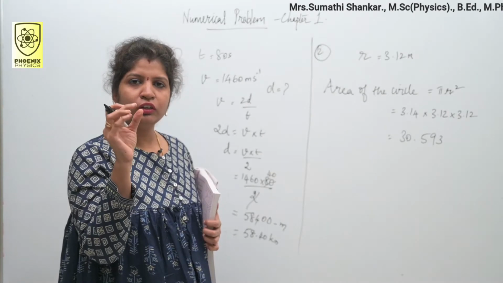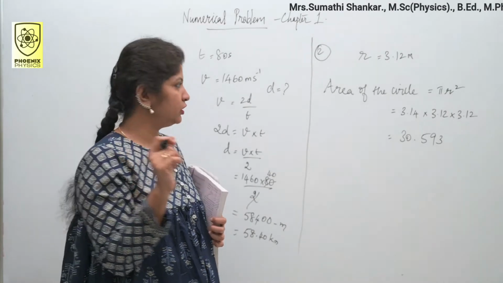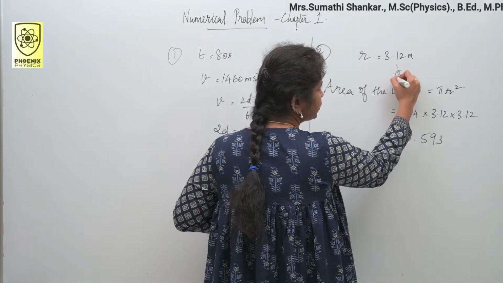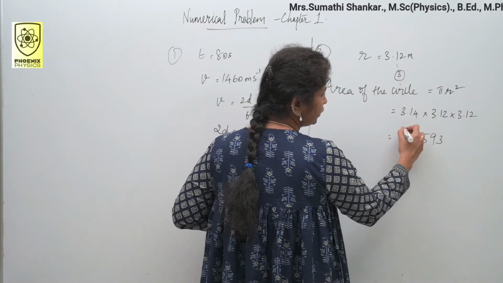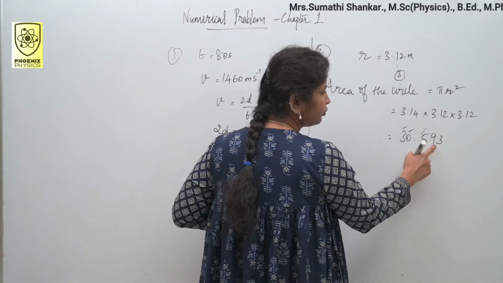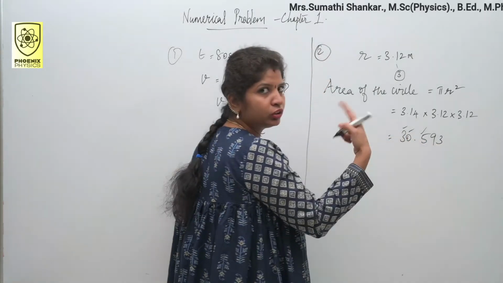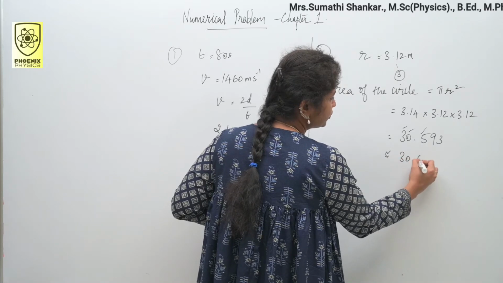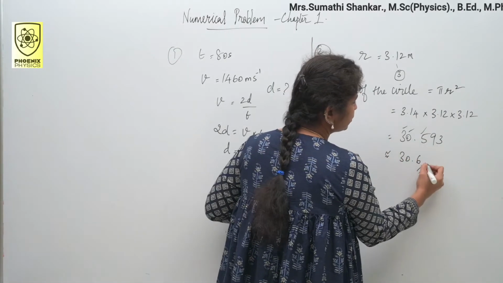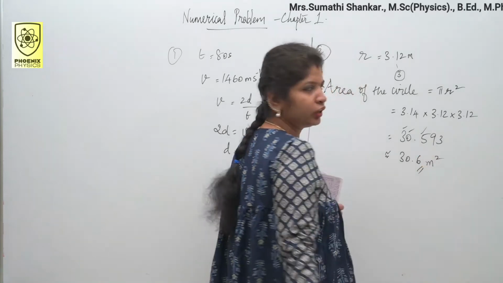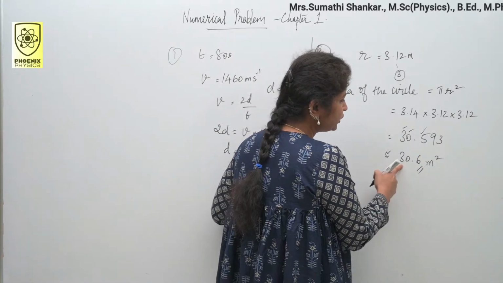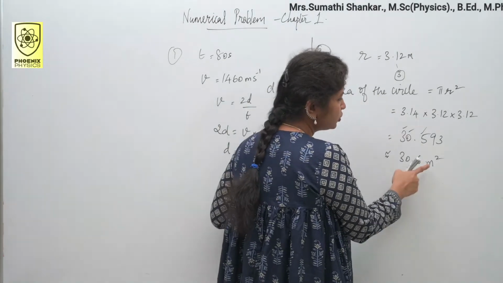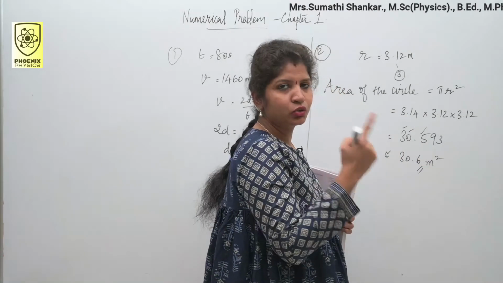Here this is in the multiplication format, right? Have to find out the least significant figures. Here 1, 2, 3. 3 is my least significant figures. So 1, 2, 3, but the second decimal is more than 5. So simply you can write it as 30.6. Here it is area, right? So 30.6 meter square. Don't forget to write the unit, 30.6 meter square, because this is the area of the circle. So that is why I have written meter square.